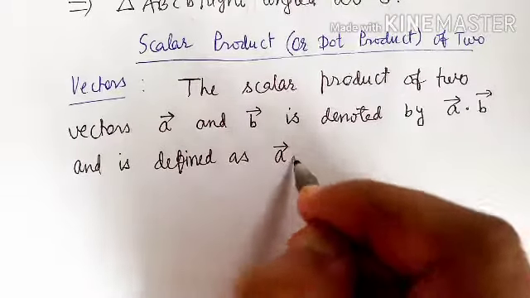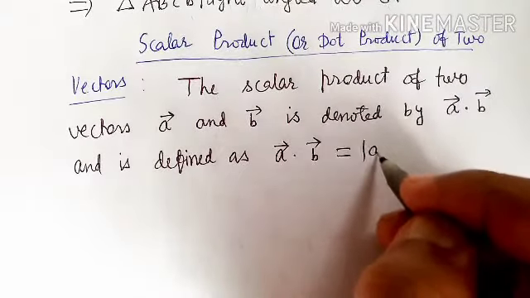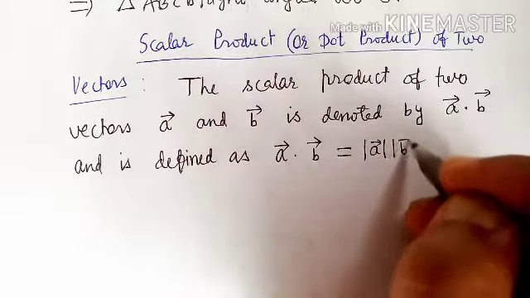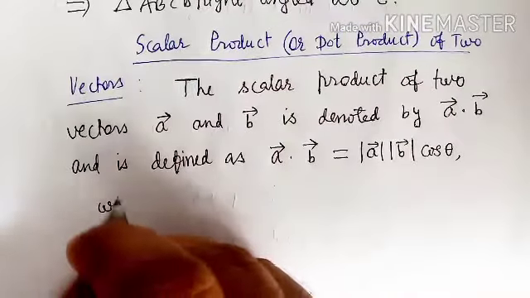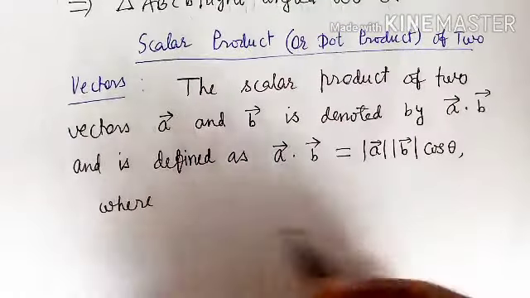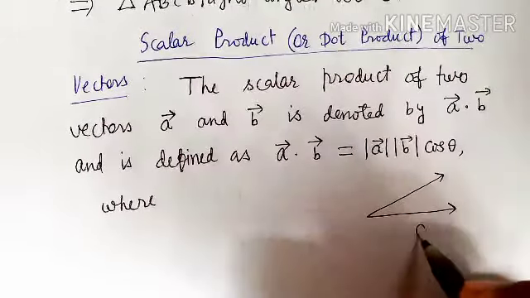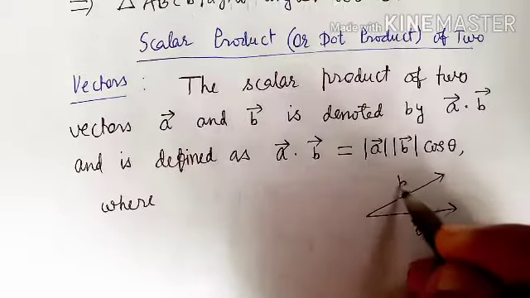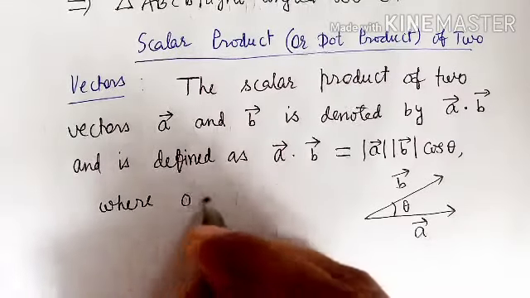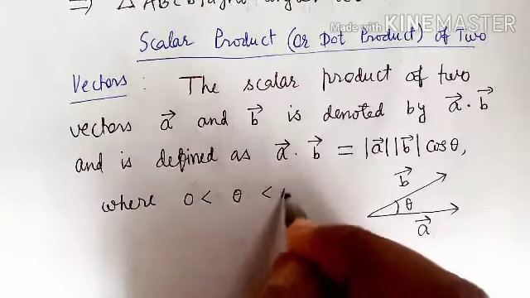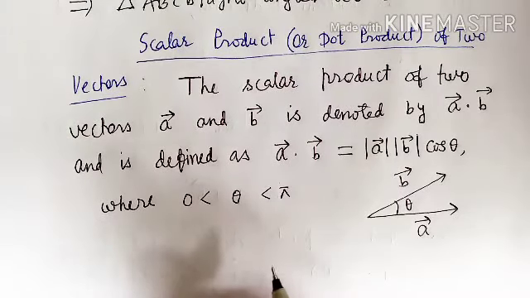vector A dot vector B is equal to magnitude of vector A into magnitude of vector B cos theta, where theta is the angle between vector A and vector B, whose value lies between and equal to 0 and pi.